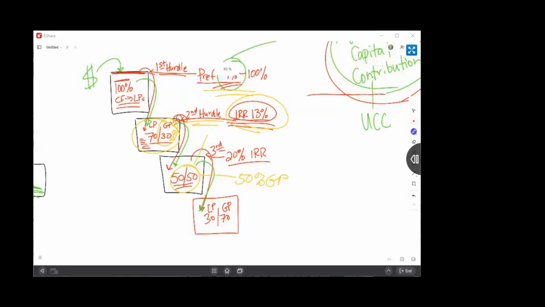However, we do not do this one down here. I'm just going to take that one out of here. We don't have this third IRR hurdle or anything like that. We just basically have these 3 buckets and 2 hurdles.